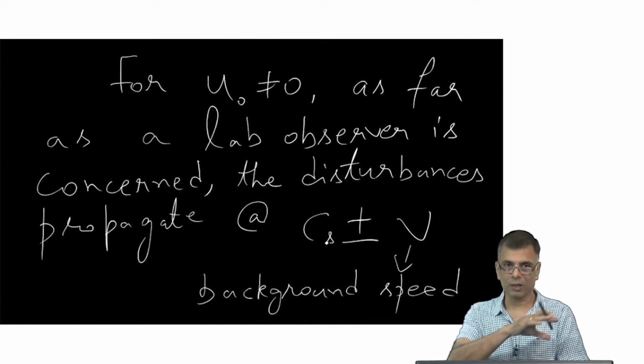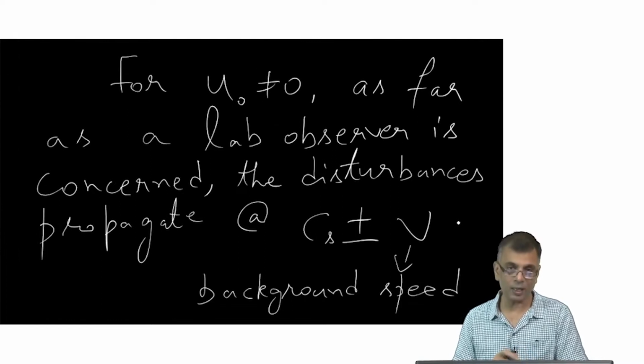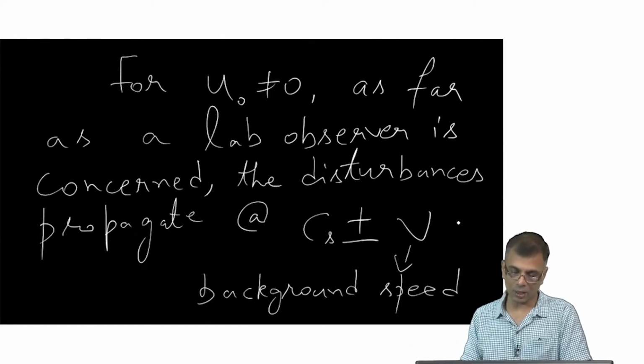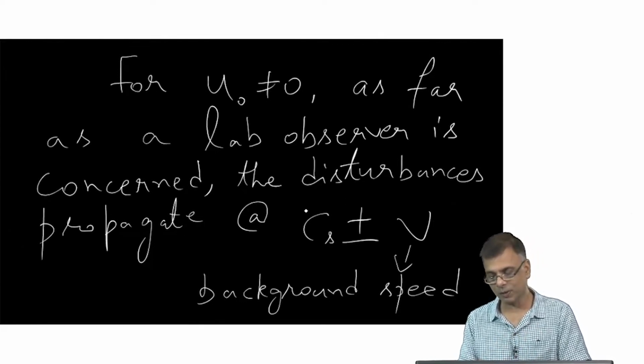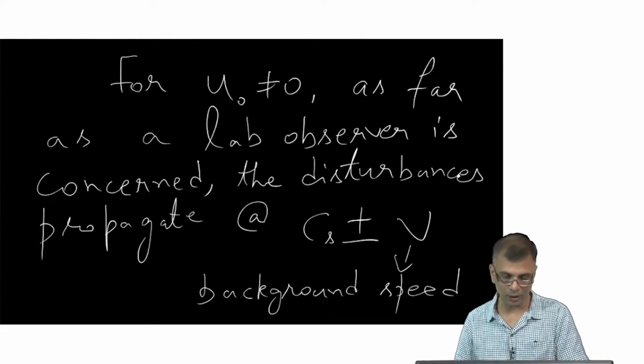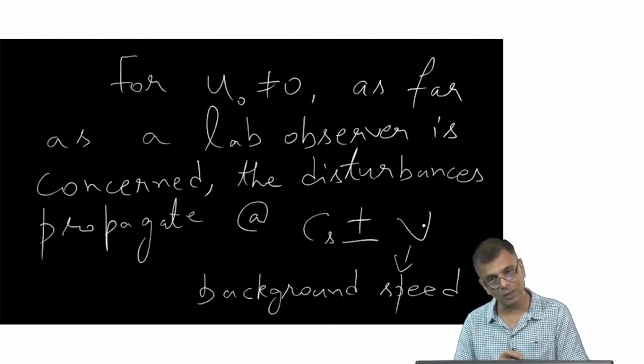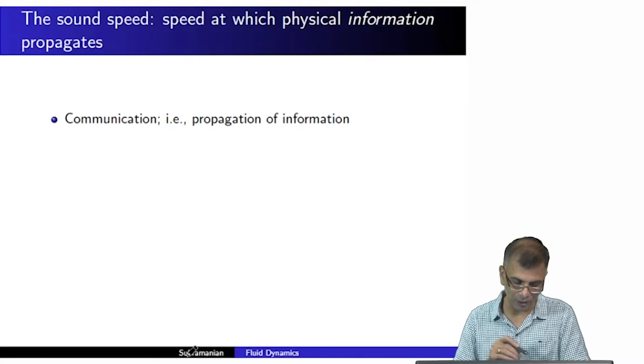However, if the bulk flow is also moving at some v, then as far as the lab observer is concerned, the small disturbances are not simply propagating at the speed of sound. They can be propagating at the speed of sound plus the speed of the background or minus, depending upon which direction the bulk flow is moving. And this leads us to the other important point. As you can see, the speed at which small disturbances propagate can indeed exceed the speed of sound. This is possible. And so this is something to be kept in mind very firmly.